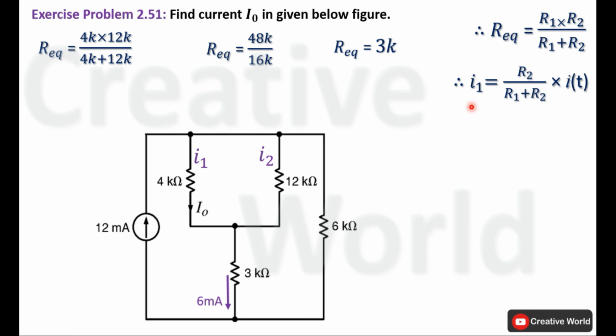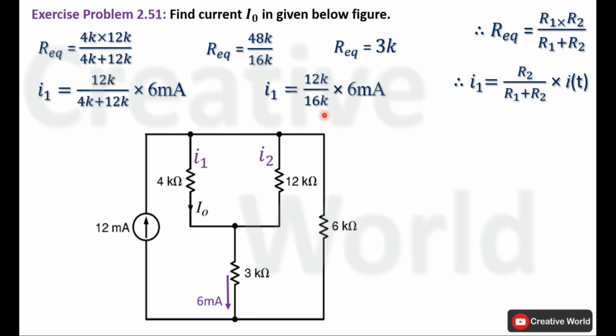The equation of the current divider rule for the calculation of current I1 will become: I1 is equal to R2 divided by R1 plus R2 multiplied by I total, the total supplied current. In this case, R2 is 12 kilo ohm while R1 is 4 kilo ohm and the total supplied current is 6 milliampere of this branch. So place the values inside this equation. 12k divided by 4k plus 12k multiplied by 6 milliampere. Take the sum of 4k and 12k. The equation will become 12k divided by 16k multiplied by 6 milliampere.